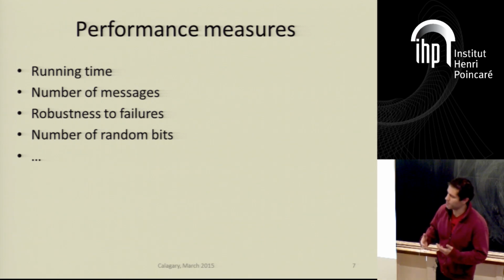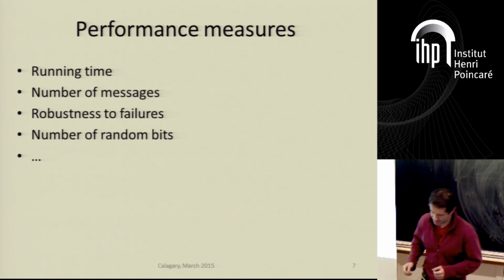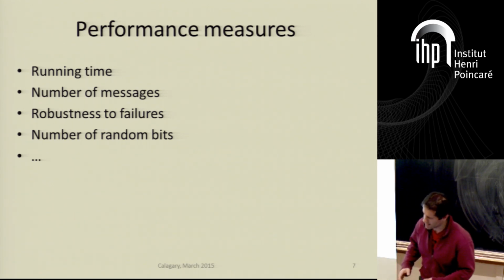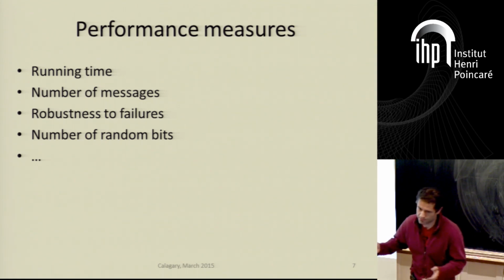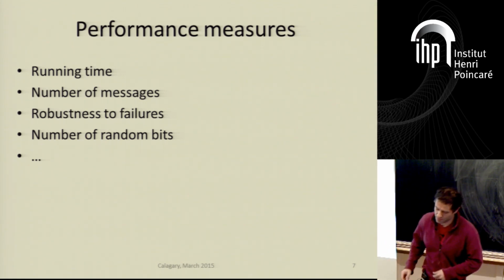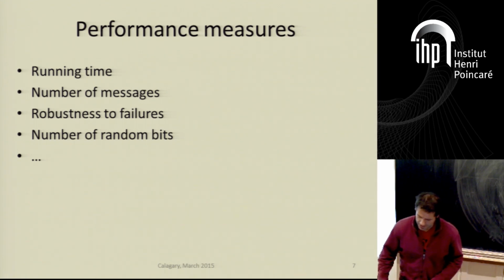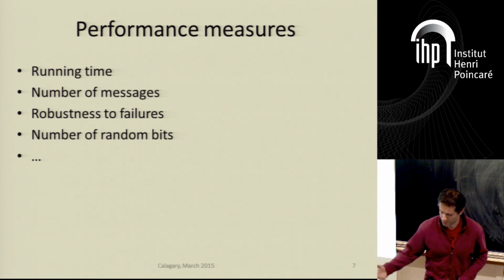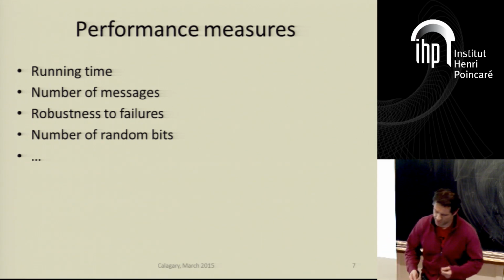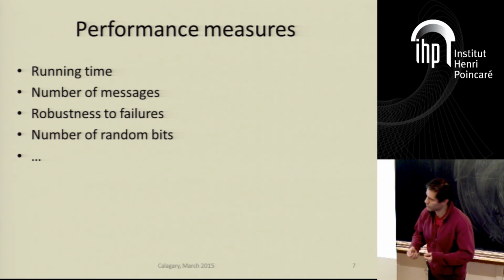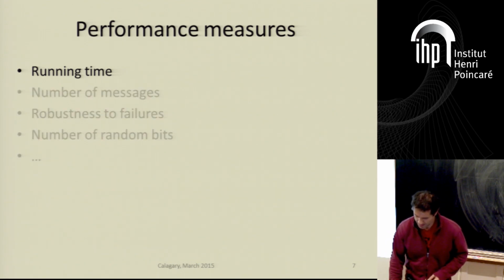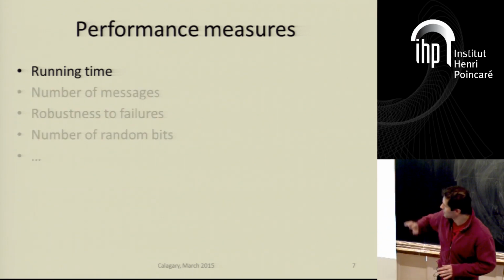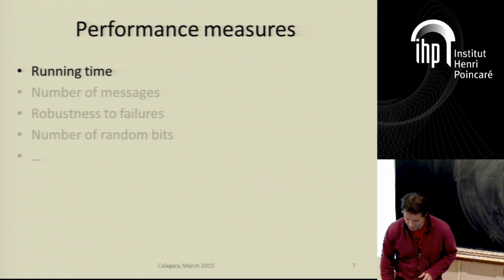Also, various performance measures of these algorithms have been studied in addition to the running time. By running time, I mean the time until all nodes get informed, all nodes learn the rumor. So in addition to this parameter, several papers have studied questions related to the number of messages, robustness to failures, and the amount of randomness needed by the protocol and how to reduce that. But I will focus only on this first parameter.